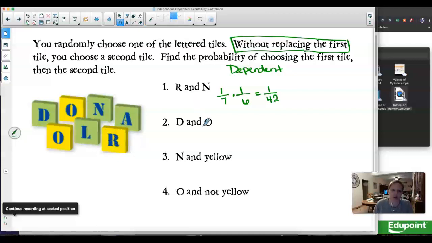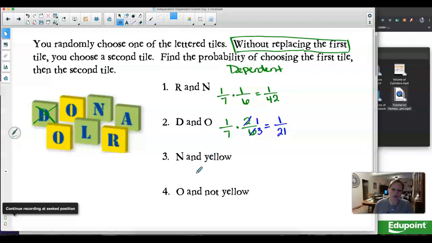Okay, now again, all of the tiles are back for the second one. So the probability of a D is 1 out of 7. And then the probability of an O, remember the D is now gone, is 2 out of 6. Okay, I would always simplify first. 2 out of 6 simplifies to 1/3. And then we can multiply. 1 times 1 is 1, and 7 times 3 is 21. So your probability is 1/21.